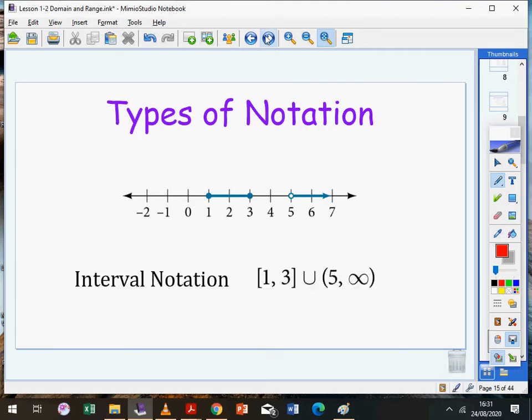Another notation which we're going to look at very importantly is the interval notation, which we've just described a couple of slides ago. The square brackets mean that the values 1 and 3 are included, and the curly brackets mean that 5 and infinity are not included.